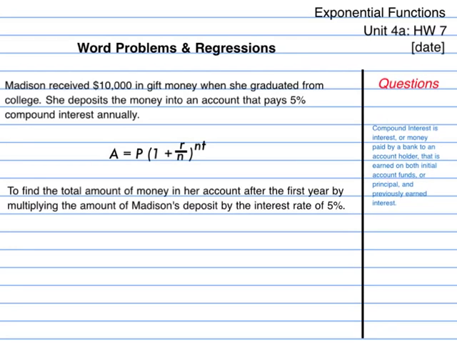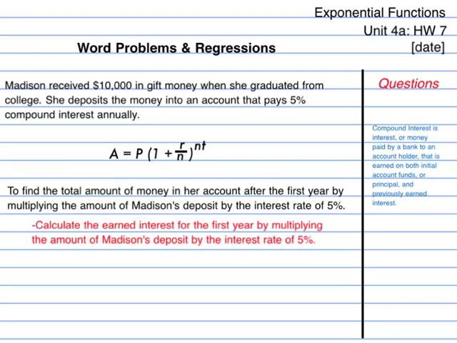So we're going to start with basics without using the equation first. We want to find the total amount of money in her account after the first year by multiplying the amount of Madison's deposit by the interest rate of 5%. So the amount of her deposit is $10,000. We're going to multiply it by 5%. Now keep in mind 5% as a decimal is 0.05.